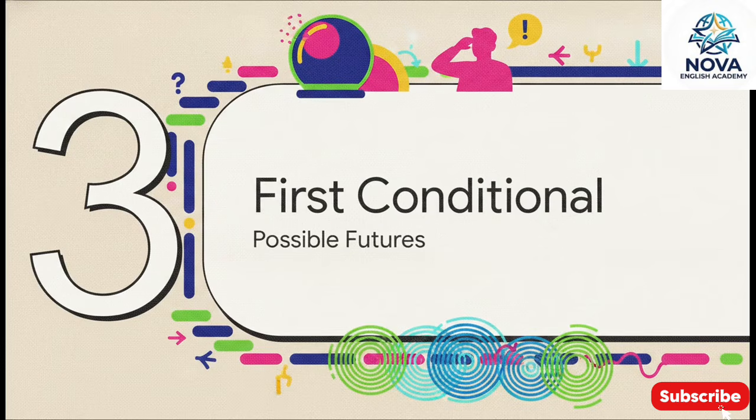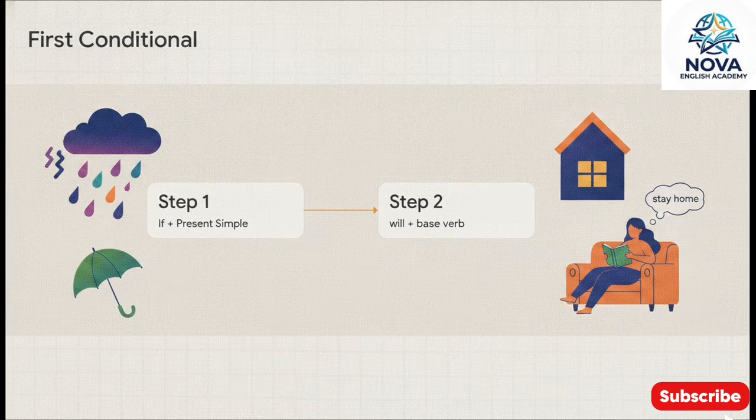Which brings us to section 3. The first conditional, focusing on possible futures. Now we're taking one step away from absolute facts and stepping into the realm of things that are real possibilities. Because it's no longer a 100% guaranteed fact, our formula has to shift a little bit. We keep the present simple for our if condition, but to show that the result is just a possibility, we introduce the word will along with the base verb. So if it rains tomorrow, I will stay home. The rain isn't guaranteed, right? It's just a possibility, so staying home is the possible result of that.